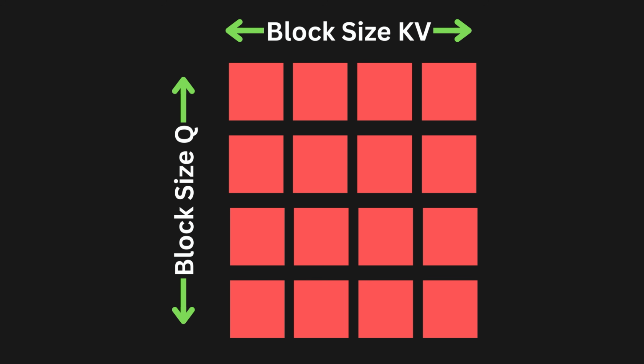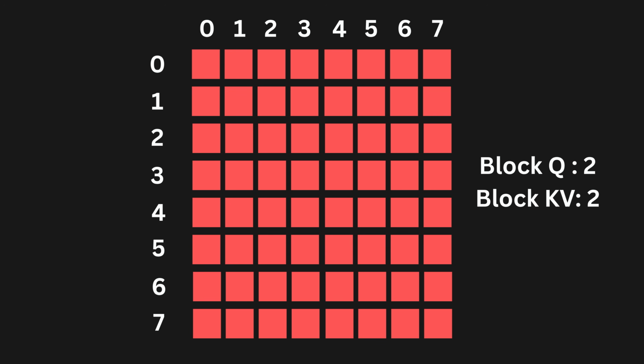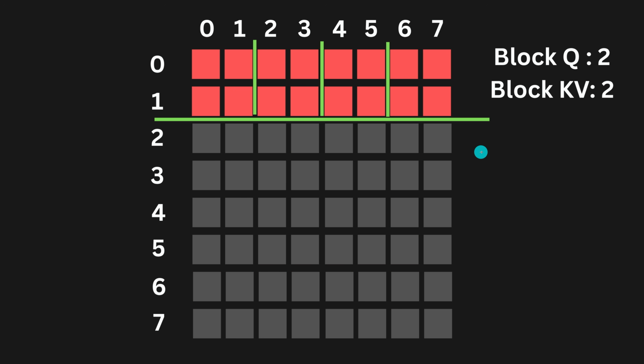And so something we have to think about is the block size Q and block size KV. How many queries do we want to grab at once? And then how many keys and values do we want to loop through in block size KV sizes? The easiest way to look at this is let's look at a bigger attention matrix. We have this 8 by 8 attention matrix, and let's say we have block size Q of 2 and block size KV of 2. That means in the first iteration, we're going to grab the first 2 queries, indexes 0, 1, and then we're going to loop through the keys and values 2 at a time. So 0, 1, 2, 3, 4, 5, 6, 7.